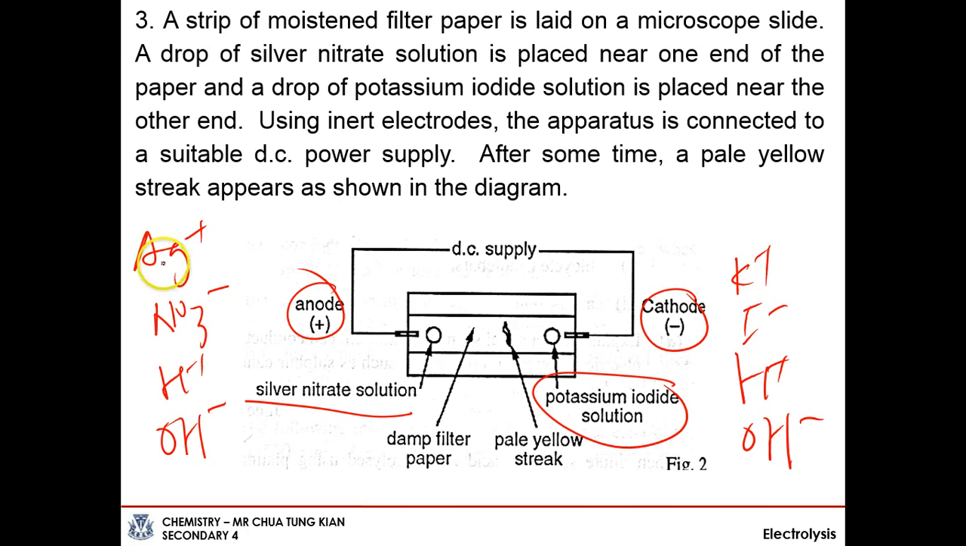It means that my Ag plus will migrate over to here, my NO3 minus will remain here, my H plus will migrate over to here, my OH minus will remain here. So at this side, K plus will migrate over, I minus will migrate over to the anode, H plus will stay here, OH minus will migrate over to the anode. So based on this analysis, we can determine what is this pale yellow streak here.